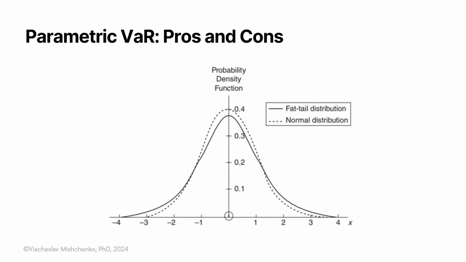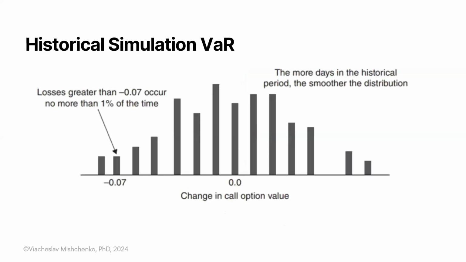But here I would note that some advances of the parametric methods attempt to address this by using alternative distributions, like, for example, the Student's t-distribution, which may have a fatter tail. So what about historical simulation value at risk?